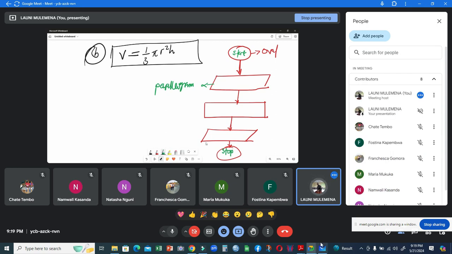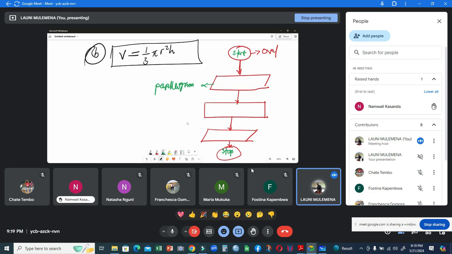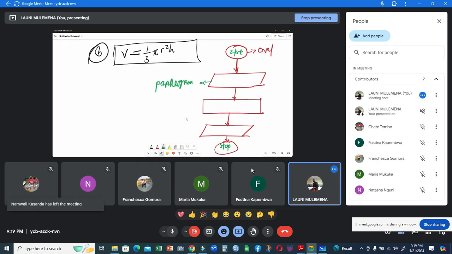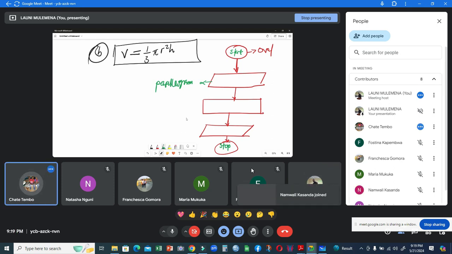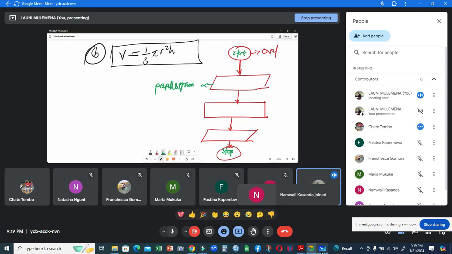Parallelogram, what does it mean? Parallelogram. Namwali, what do you think? Do you have any idea? Yes, Namwali? I don't know whether it's a network. Mr. Tembo, do you have any idea what it means? Parallelogram? No idea, sir. Okay. Then let me explain.